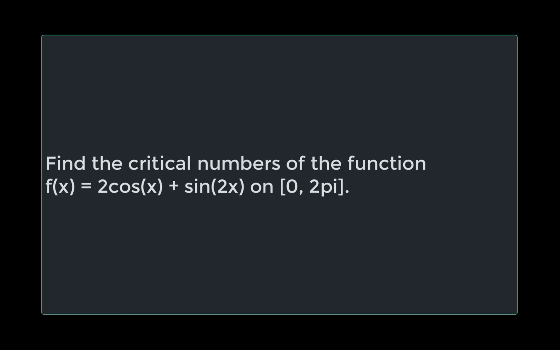The question we're working on today is find the critical numbers of the function f of x equals 2 cosine of x plus sine of 2x on the interval 0 to 2 pi. We'll start by writing down the function. So f of x equals 2 cosine of x plus sine of 2x. And our interval is 0 to 2 pi.